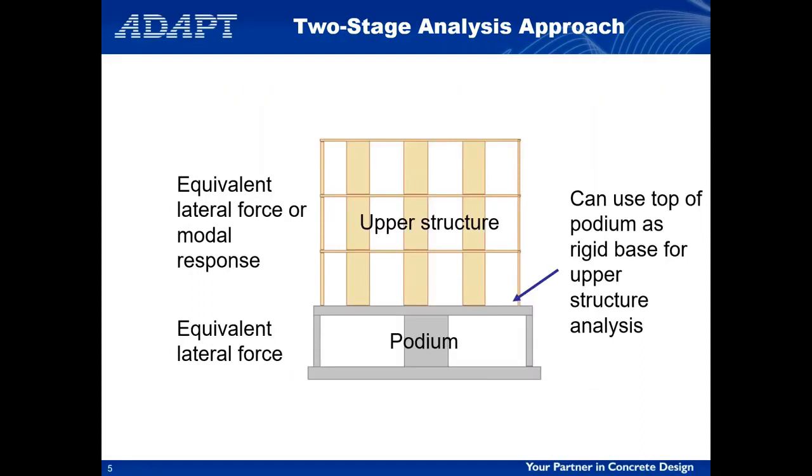So looking at an idealized structure, another part of the underlying assumption that we're going to make today is that the codes say that for the upper structure, depending on what type it is, you can either choose to analyze it using an equivalent lateral force or modal response. But in all cases, we can use the equivalent lateral force approach for the podium. And this is for a single level or let's say 2 or 3 level podium. So that's really what we're going to be focusing on, the equivalent lateral force approach for the podium and concrete structure.